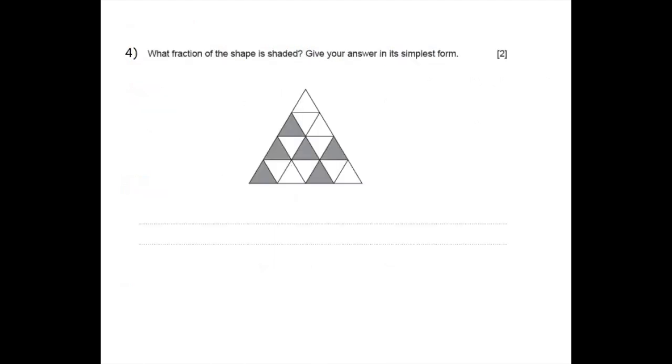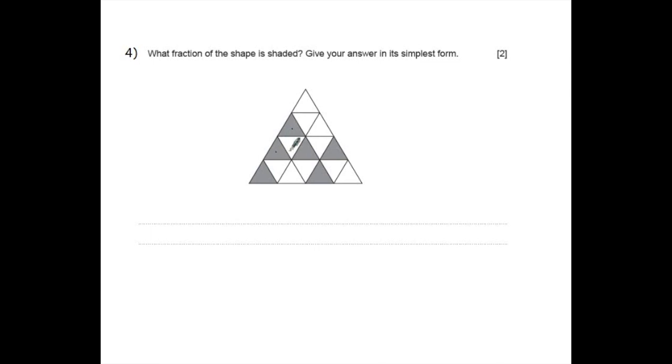Last example on simplifying then. What fraction of the shape is shaded? Give your answer in its simplest form. You're given this shape here, you can see it's split into lots of little triangles. So we need to try and write the fraction down first. If we remember, we want the fraction of the shape that is shaded. So count the amount of shaded parts first.